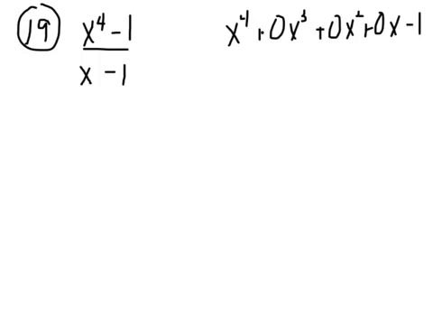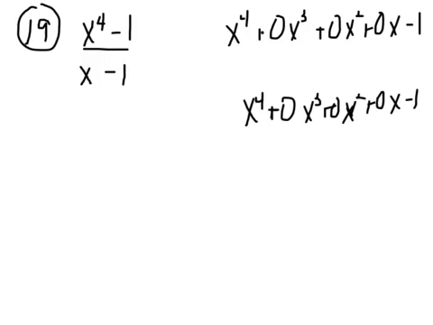So now I can go do long division. I'm going to write down x to the fourth plus 0x cubed plus 0x squared plus 0x minus 1, and I'm going to divide it by x minus 1. And now remember, when we do long division, the only thing we're really looking at is: how many times does just the x go into the x to the fourth?